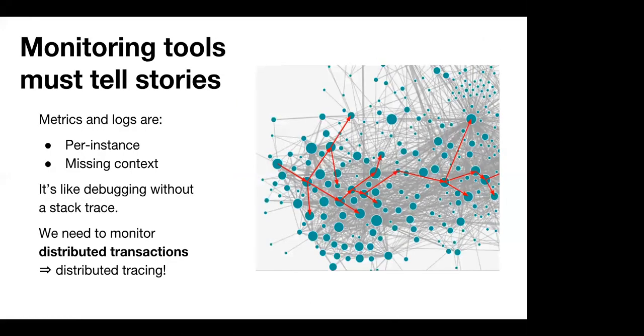So our monitoring tools have to tell stories. Metrics and logs are per instance. Oftentimes they're missing context of what happened before or what the end result was, what the consequences were of the event that happened. It's like trying to debug your code without being able to have a stack trace, right? Something went wrong. I have visibility into the entry point and nothing downstream of that. It's very difficult. So we need to be able to monitor distributed transactions, and this is what distributed tracing gives us.